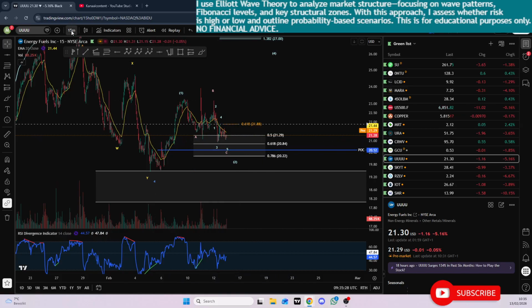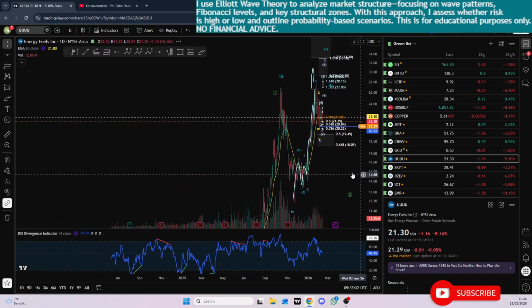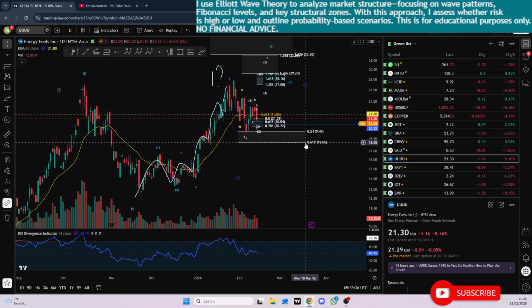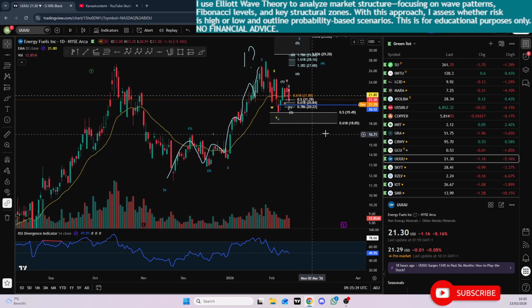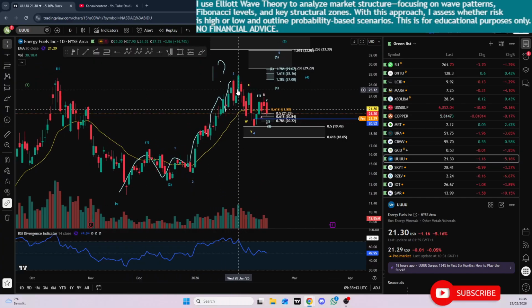20.84, 20.52. Now, zooming out again. If this breaks and if we invalidate, we have to shift to another labeling, another count, okay? And that's what this drawing here is. 1, 2, 1, 2. Like you have a main third here because you have like this massive jump. Then maybe this is your 4, 5, 4, 5 already done. Why do I not label it like that?